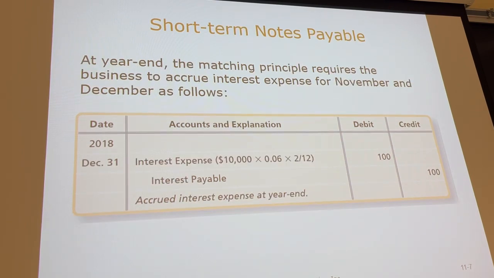Then on December 31st, at the end of the year, we have to accrue for interest expense. And so at this point in time, 2 months have gone by. So the way we would calculate the amount of interest is that it's the $10,000 of principal times the 6% interest rate times 2/12 for the 2 months that have gone by. So that's a total of $100 of interest so far. So for the accrual, we would debit interest expense, $100. We would credit interest payable, $100.